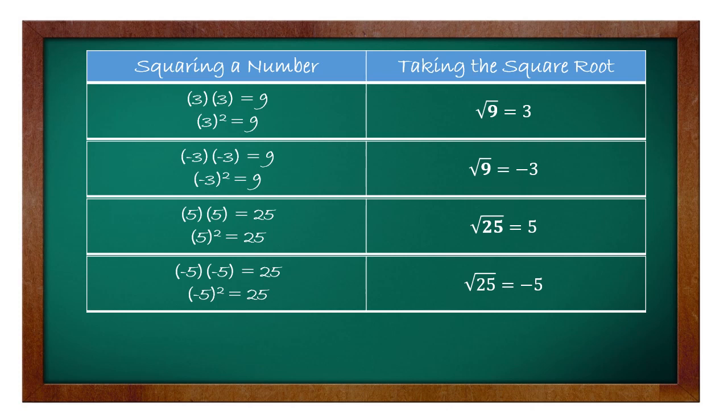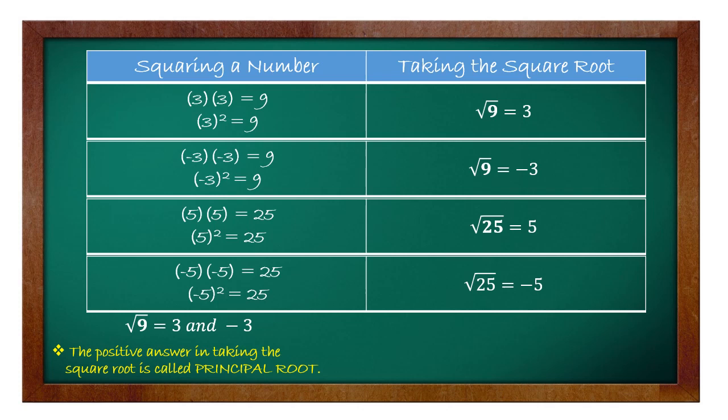So, when we are taking the square root of a perfect square number, dalawa yung possible answer. So, if we have the square root of 9, ang sagot niya is positive 3 and negative 3. Okay? Pero, sa atin, the positive answer lang yung kukunin natin, yung gagamitin natin. Okay? So, yung positive answer natin is what we called the principal root. Okay? Now, the square root of a perfect square number is called rational numbers.